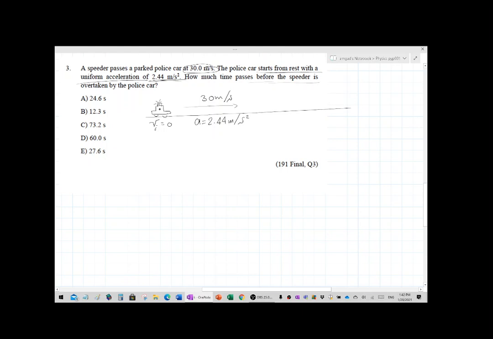How much time passes before the speeder is overtaken by the police car? So let's say this is the lane of the speeder. He starts from here and he moves with the speed which is 30 meter per second. When he becomes side by side with the police car, it starts to move with this acceleration. So let's assume the police will catch him at this position. When he reaches here, let's say the police will be side by side with him again.